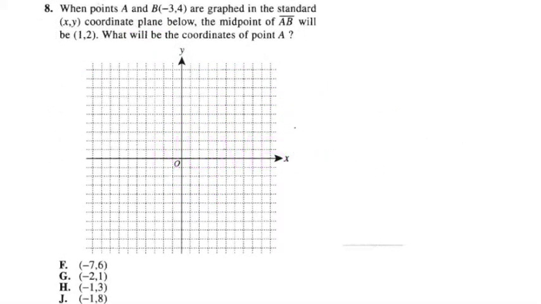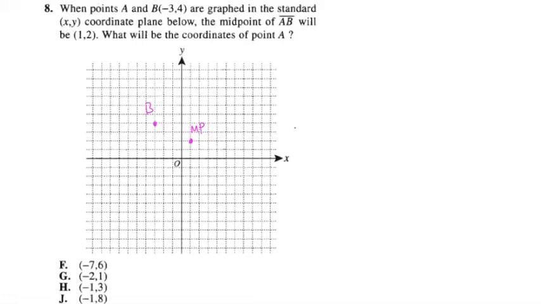Number 8 is a geometry question. We're dealing with midpoint. When points A and B, -3, 4, are graphed in the standard xy coordinate plane below, the midpoint of AB will be 1, 2. What will be the coordinates of point A? First, let's plot these points. B is -3, 4. The midpoint of AB is 1, 2.